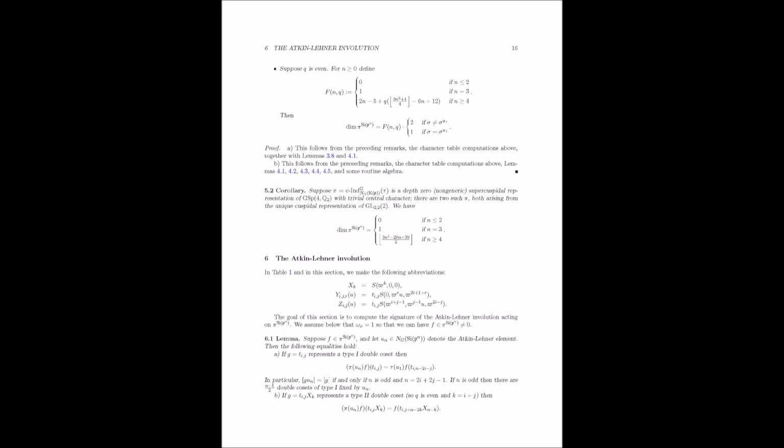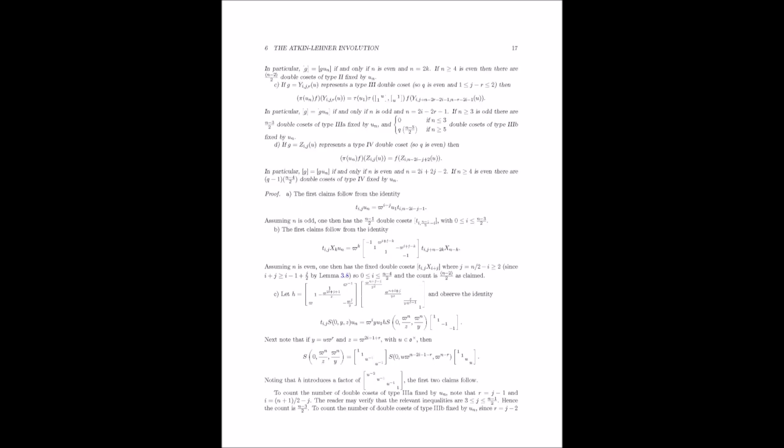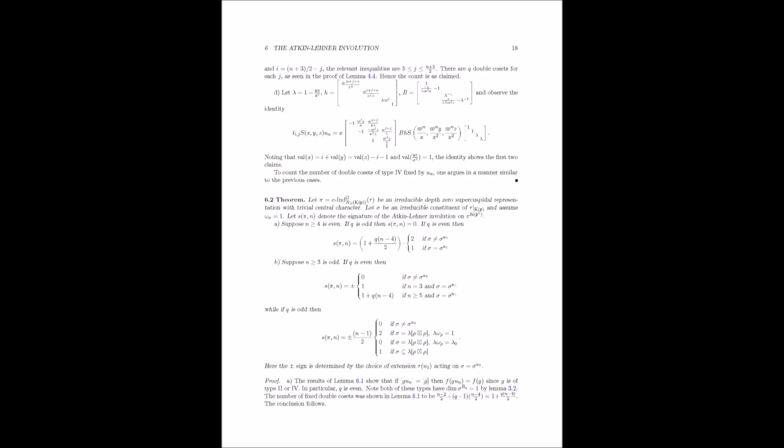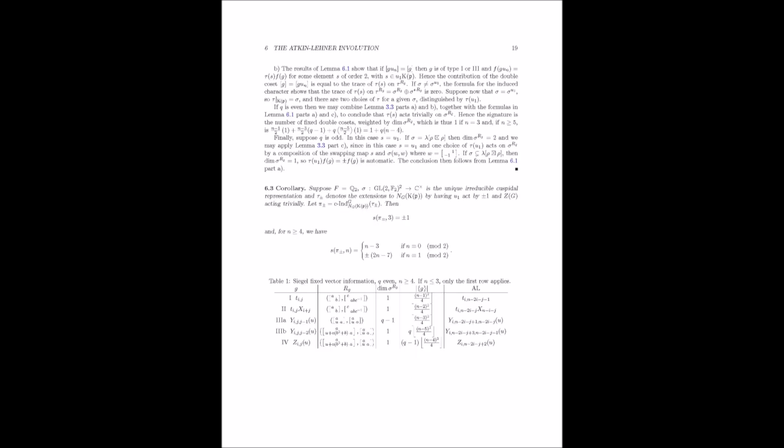Exactly. And to analyze this signature, we're going to rely heavily on Table 1 again. Remember that handy table that summarizes all the key properties of our 5 types of double cosets? Oh yeah, that table is super helpful. So we're using it to understand the Atkin-Lehner involution now. We are. It provides crucial information about how the Atkin-Lehner element acts on representatives of each type of double coset.